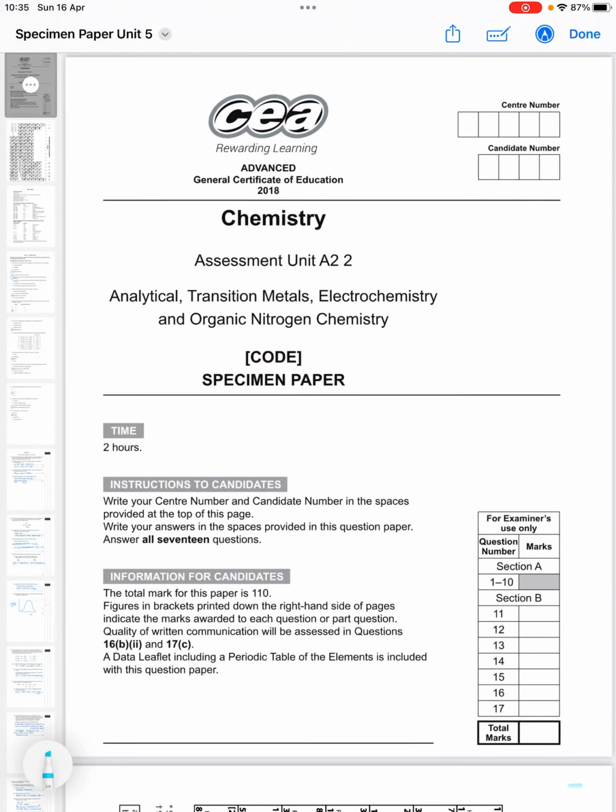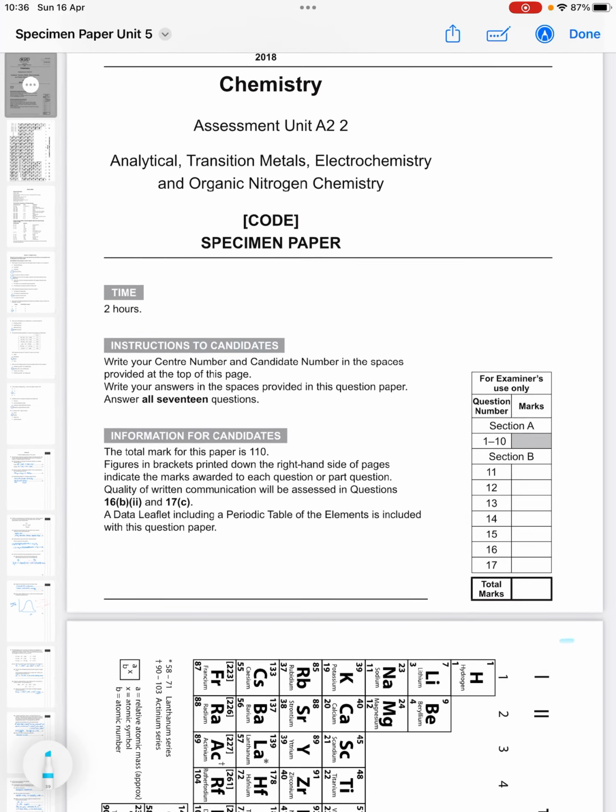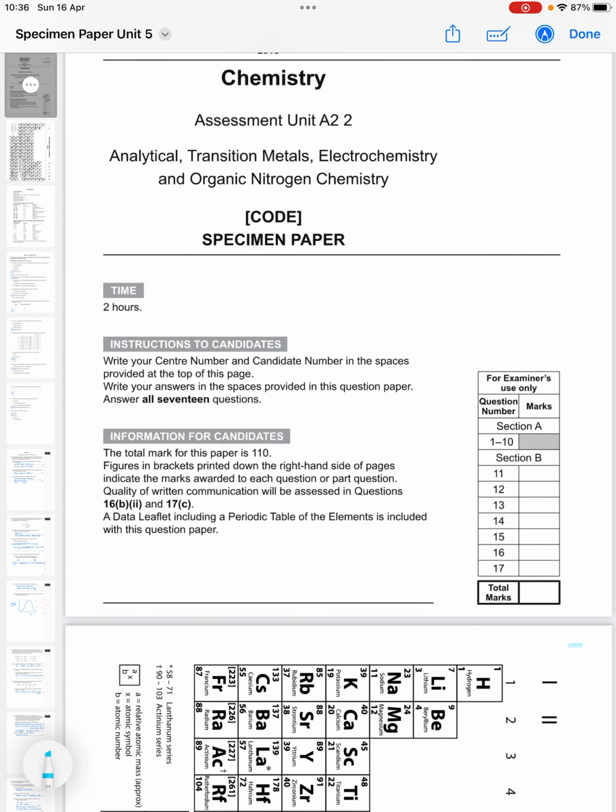So this time we're going to look at the specimen paper for the CCEA A-Level Chemistry A2 Unit 2. You might also know that as the Chemistry Unit 5, it's the same thing. This paper would be 2 hours long, and usually paper 2 in A2 has sort of 15 or 16 questions. This one actually has 17.